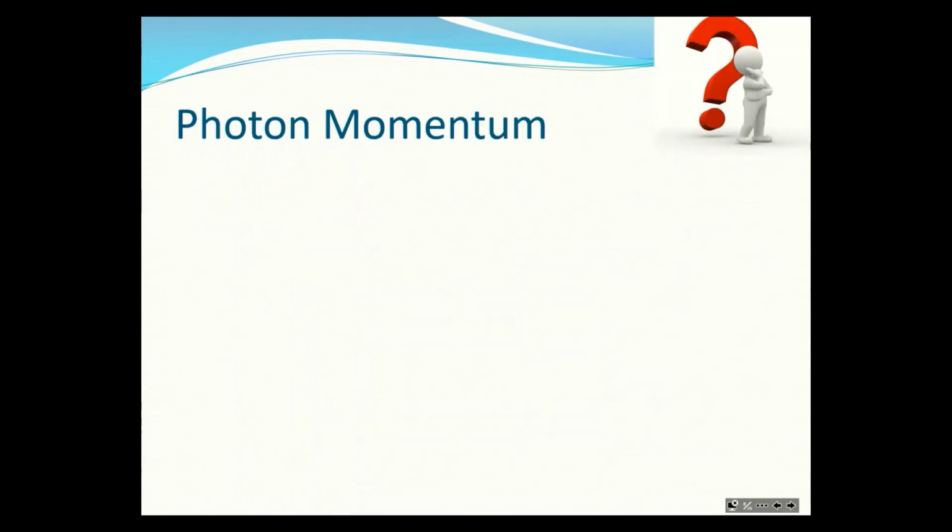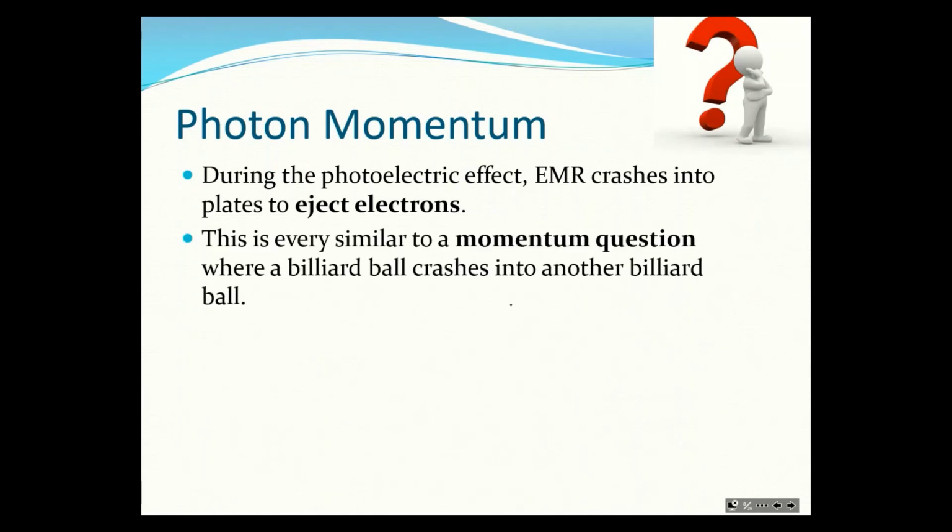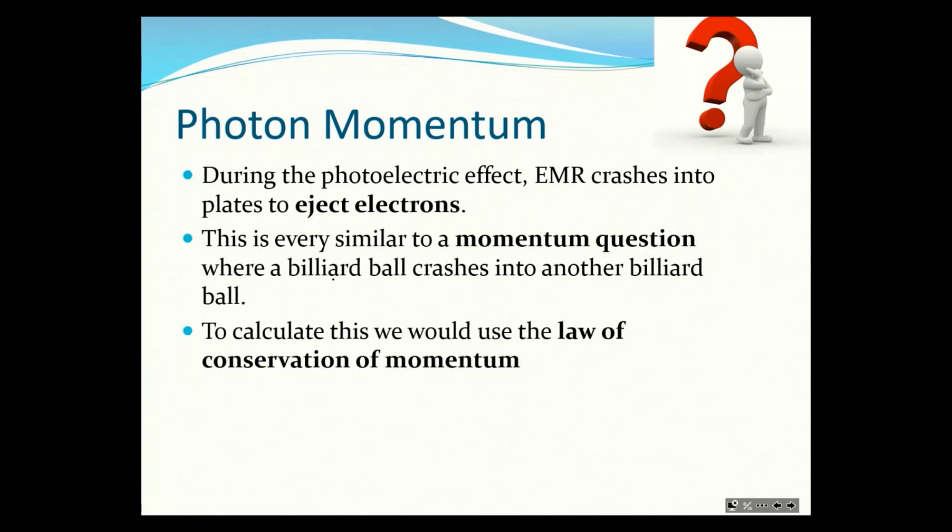So photon momentum. During the photoelectric effect, EMR crashes into plates and ejects electrons. So this is very similar to a momentum question where a billiard ball crashes into another billiard ball, right? You take your photon billiard ball, crash it into the electron billiard ball, and then the electron billiard ball shoots out. So if we wanted to calculate two billiard ball type questions, we need the law of conservation of momentum. That's what we did in our first unit.